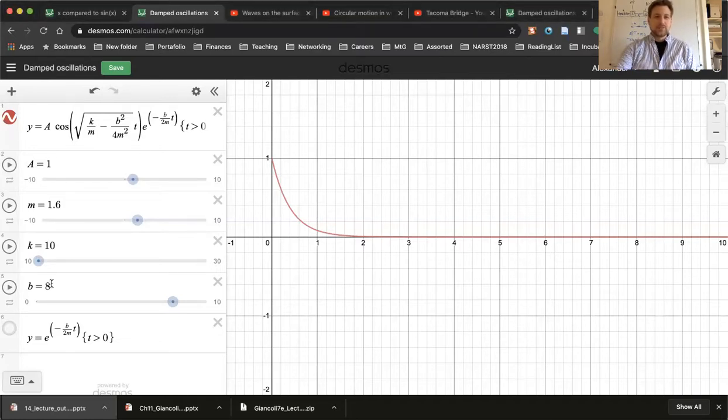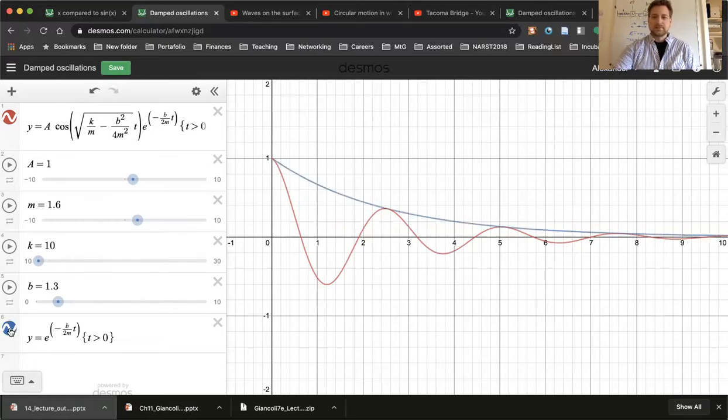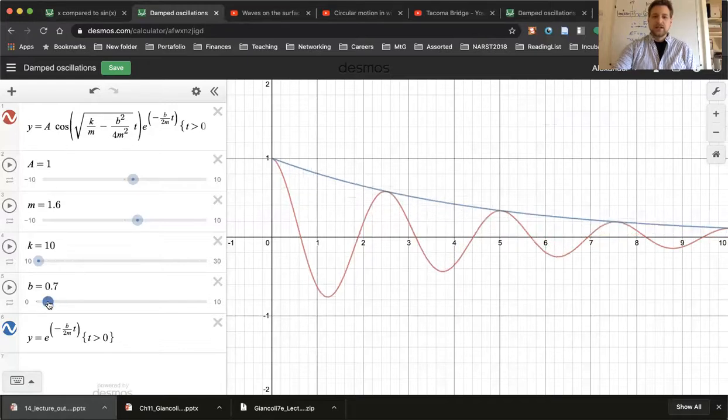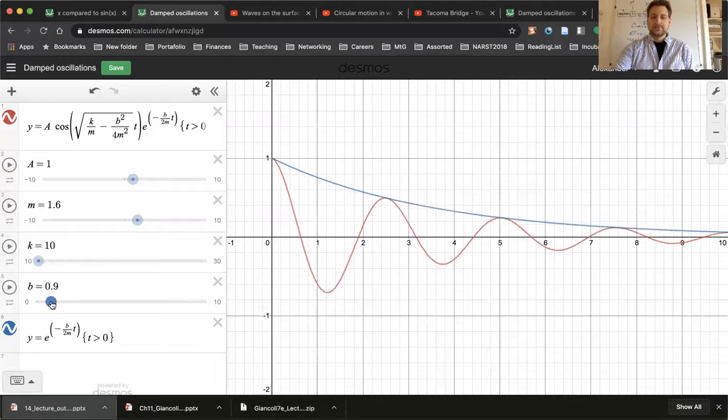The last piece on this Desmos graph that I want to talk about is this exponential piece. And if I turn that graph on, I think you'll see what it's doing. It's tracking the region in which the oscillation lives.